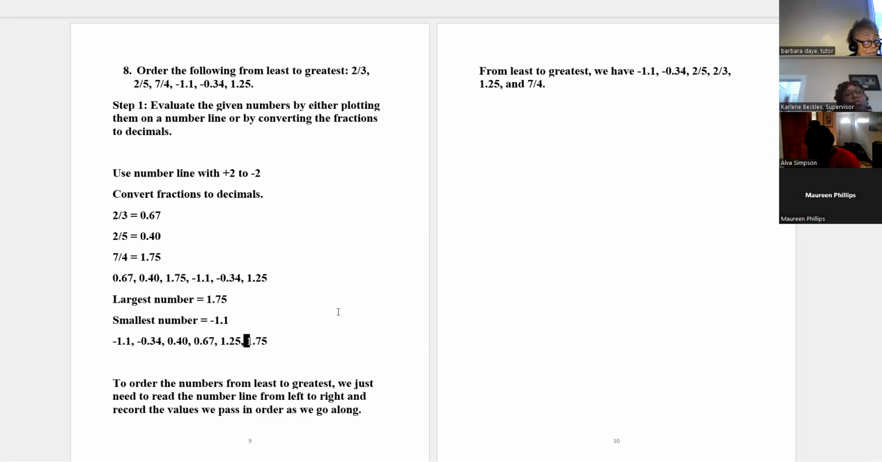Or you could just draw the number line and slot them on the number line. Whichever way is easier for you. You can do it without the number line, but you can plot them up. But if you put them in decimal format, you can just look at the values and put them in order. Any questions?